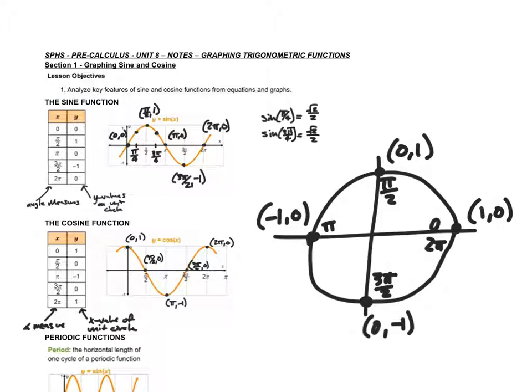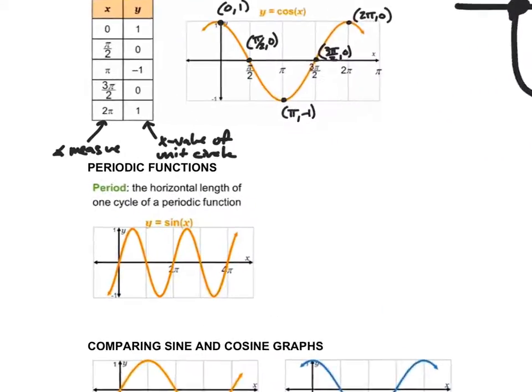So remember, it's just tricky. Your x value on these functions comes from your angle measure as you go around the circle. And if we're graphing the sine function, which I'll highlight in red, the y values come from the y values on your unit circle. If we're talking about the cosine, color that in blue, the y values come from the x value of your unit circle.